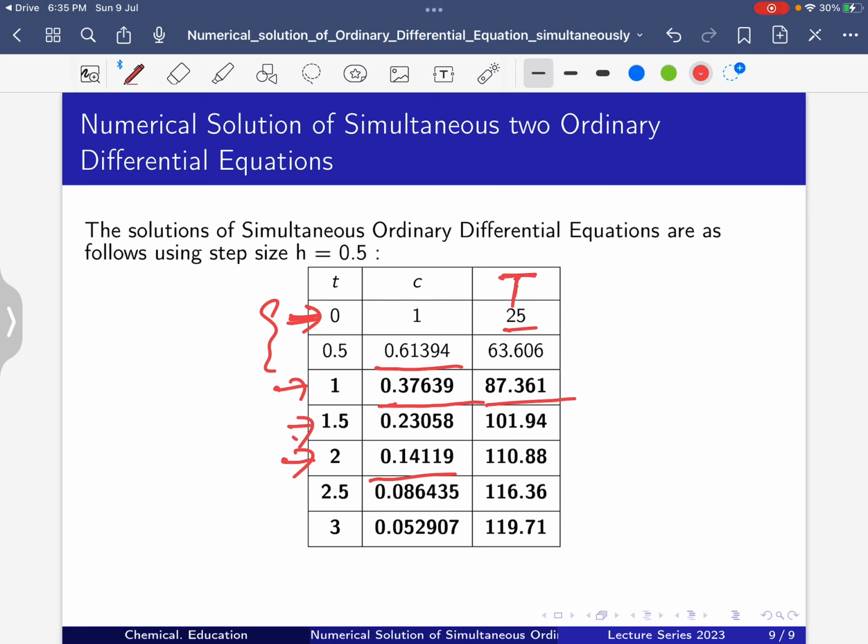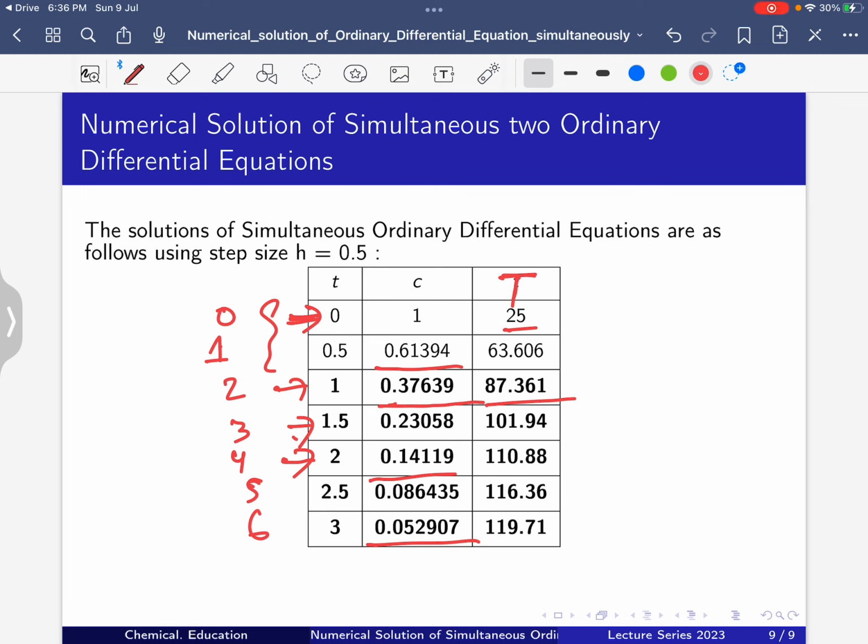At t equal to 3, we'll get 0.052907, 119.71. So if you do the calculation in a similar way, you'll get these values. You can try by yourself for the next iteration. So this is iteration number 0, this is 1, 2, 3, 4, 5, 6. If you do the hand calculation by your own, you'll get similar values.